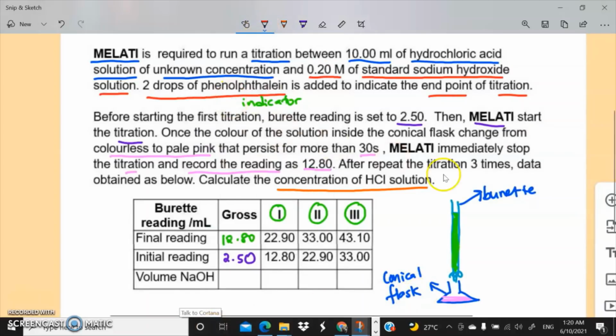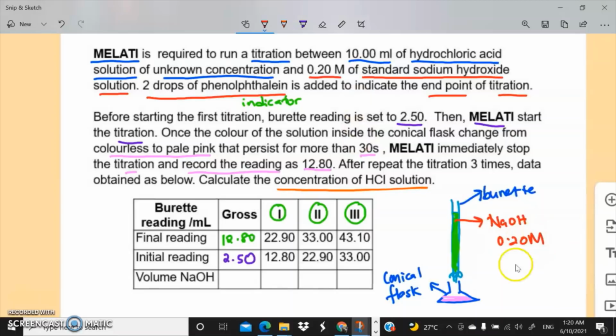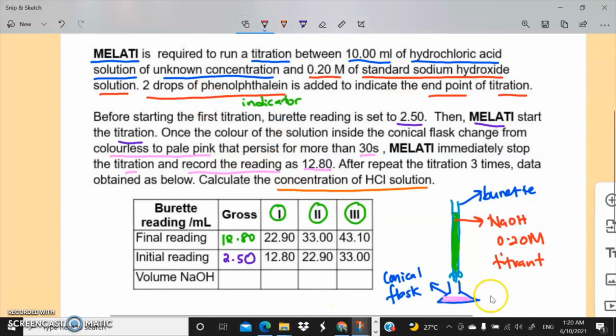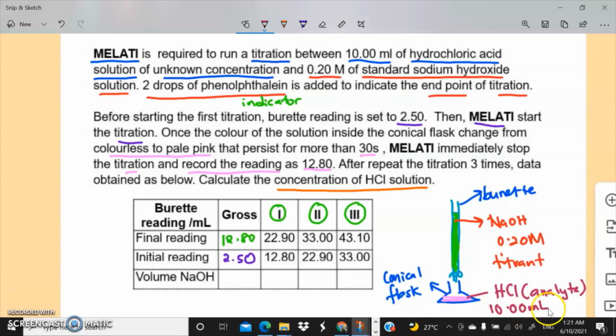What is the solution inside the burette? NaOH. What is the molarity? 0.20 molar. So the solution inside the burette we call the titrant. What is the solution inside the conical flask? HCl. We don't know how much the molarity is. So the solution inside the conical flask we call the analyte. How much is the solution inside the conical flask? 10.00 ml.